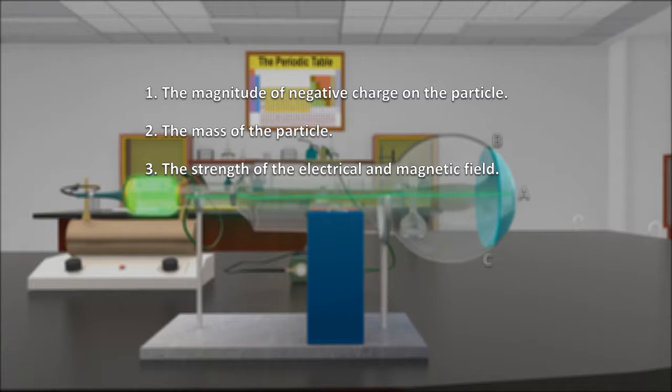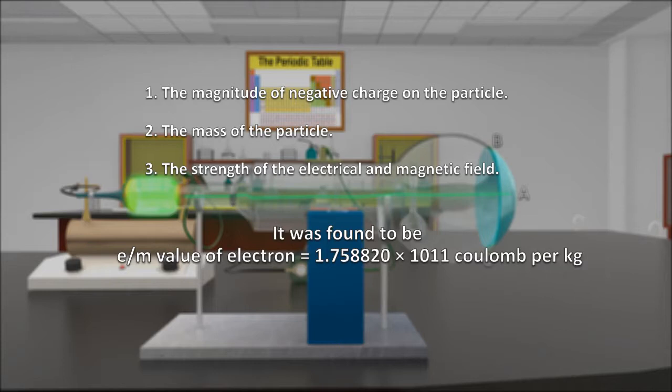By controlling the deviation of the electrons, by varying the strengths of electric and magnetic fields, and accurately measuring the amount of deflection, Thomson calculated the charge-to-mass ratio of an electron. It was found to be 1.758820 × 10^11 coulomb per kg.